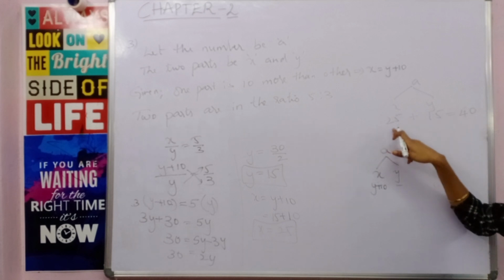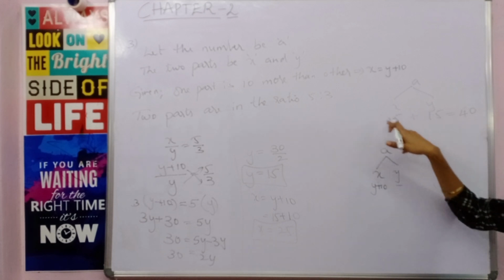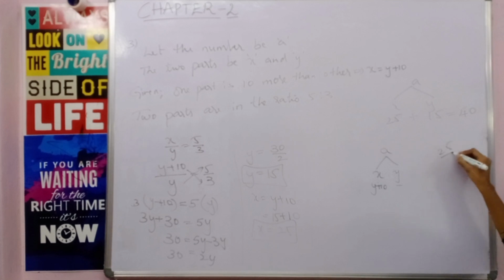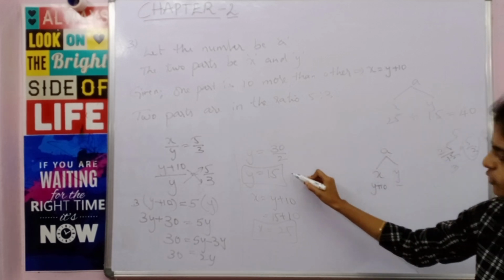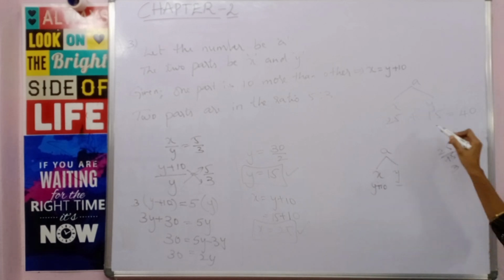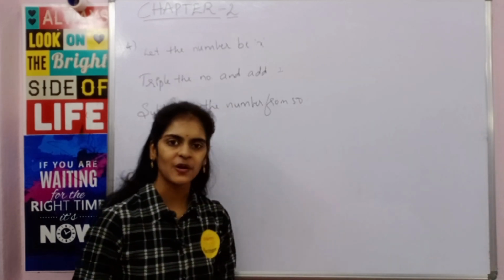Here you can see one number is 10 more than the other, and you can also check the ratio. If you divide 25 by 15, what do you get? 5 5s are 25, 5 3s are 15. So it is 5 by 3. So the ratio is also correct. Okay, so the parts whatever you got, y is 15 and x is 25 and the total number is 40, is correct. So moving on to the next question.